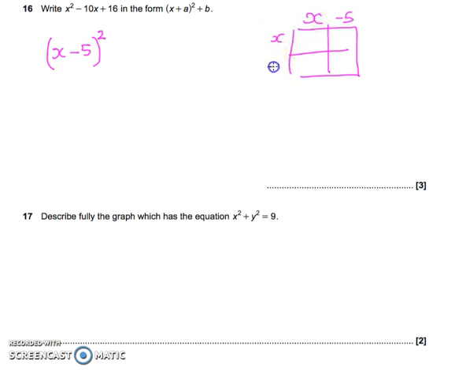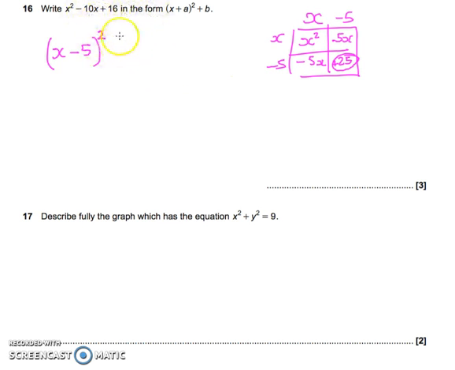So the aim is to make this into this expression. And we're getting the x squared bit by having the x times the x. And we're getting the minus 5x and another minus 5x, which would give us minus 10x, which is great. But then we get this positive 25, because two negative numbers multiply together to make a positive. You get this positive 25. That's not part of the original expression.